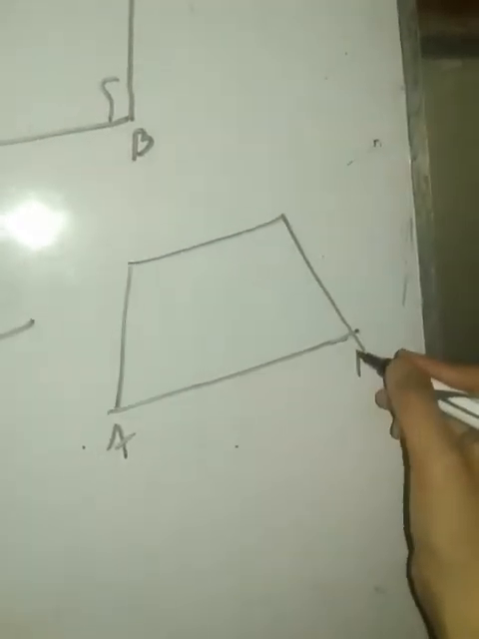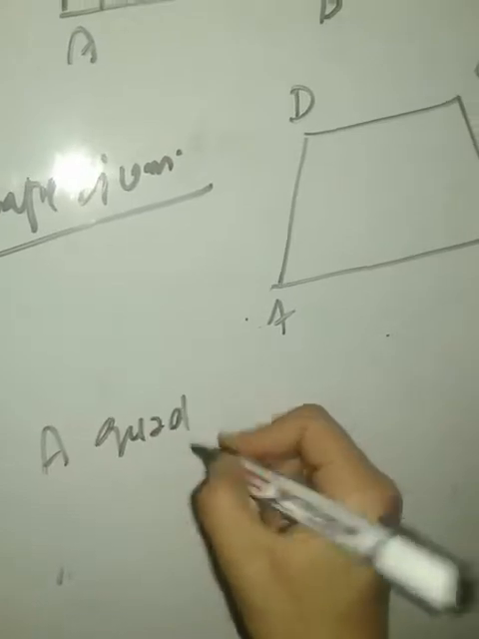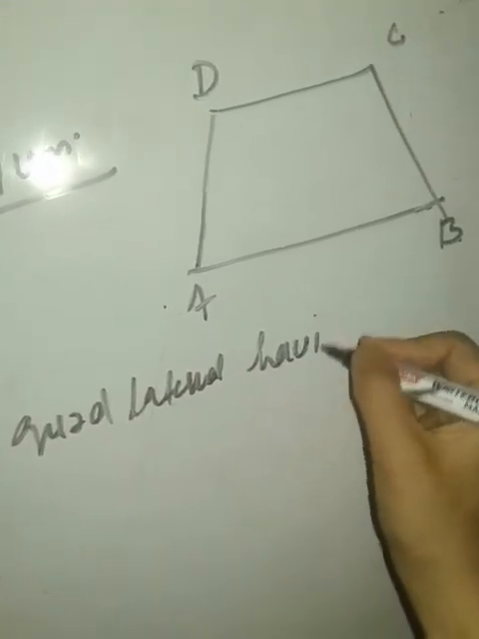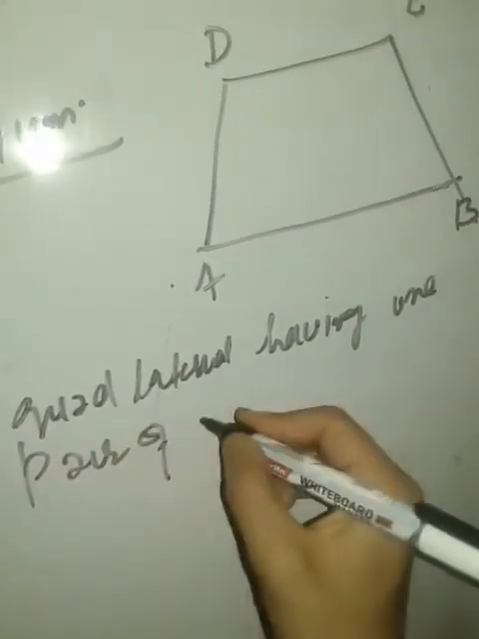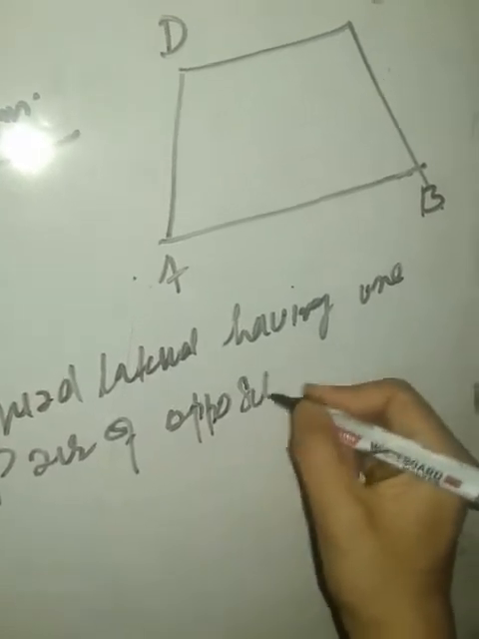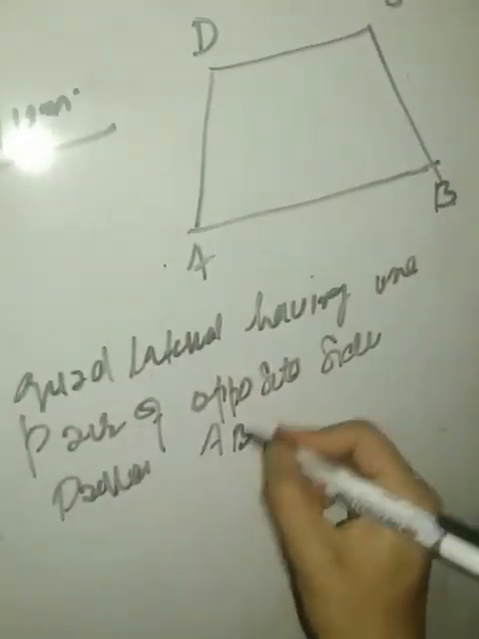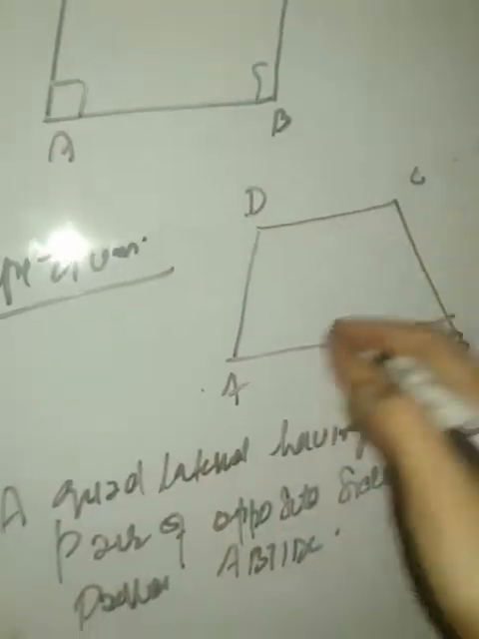ABCD, we will write a quadrilateral having one pair of opposite sides parallel. Here AB is parallel to DC. A quadrilateral having one pair of opposite sides parallel is a trapezium. So this is a trapezium.